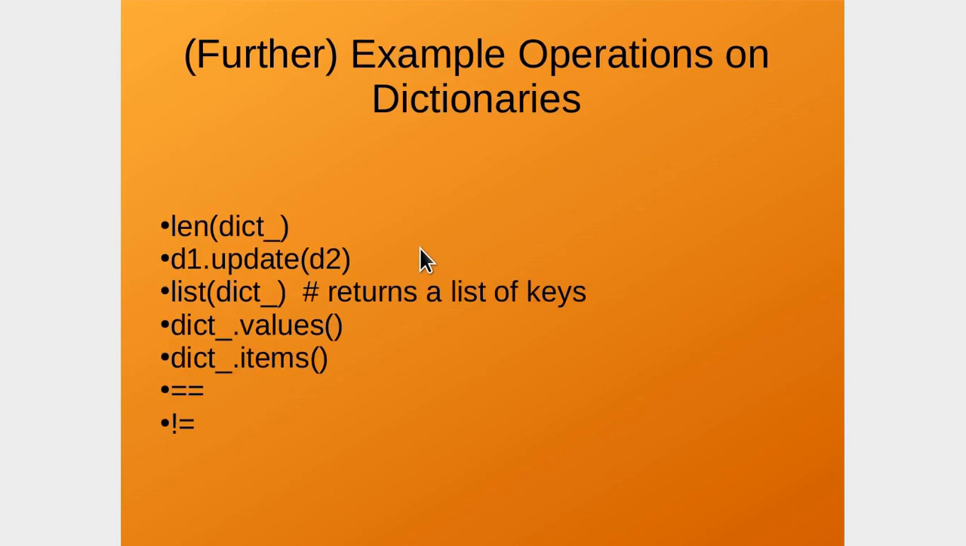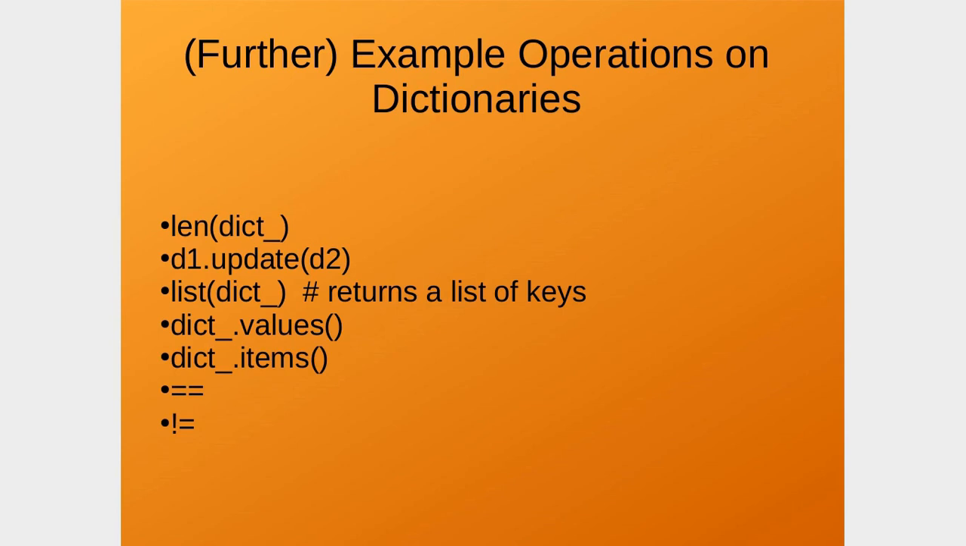Further operations on dictionaries. Much like a list, you can use the len function to get the number of key value pairs in a dictionary. You can merge 2 dictionaries with update. So D1 ends up after this call with all the key value pairs from D1 and the key value pairs from D2, where any duplicates between the keys in D1 and D2 are overwritten with the keys from D2.